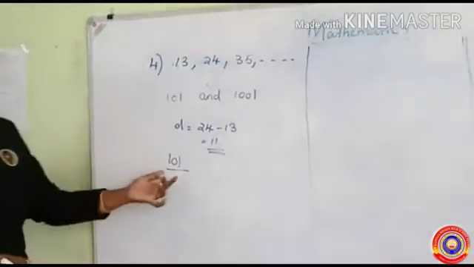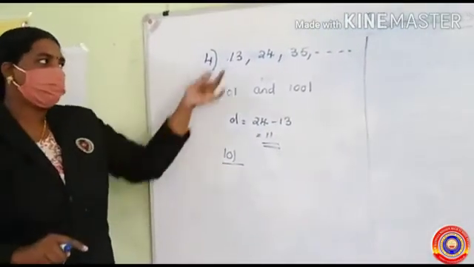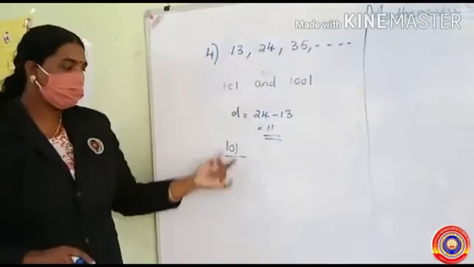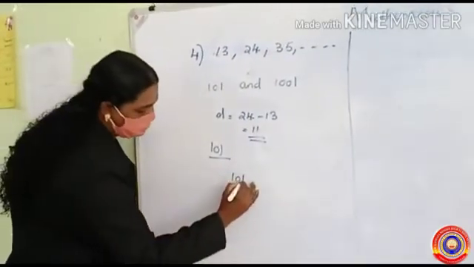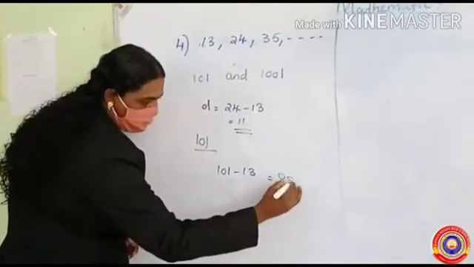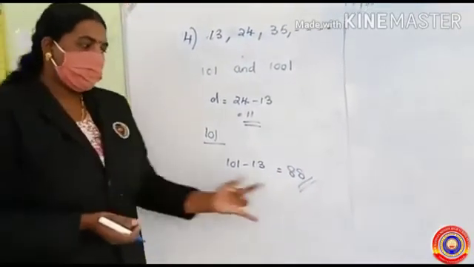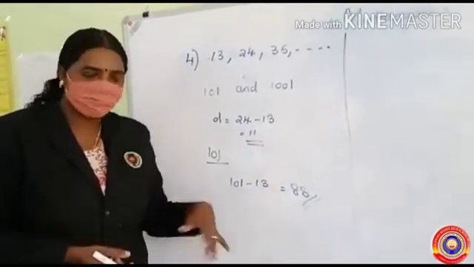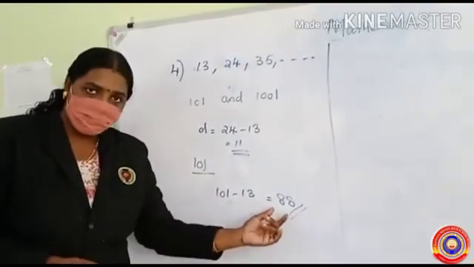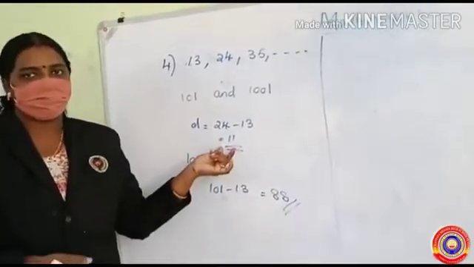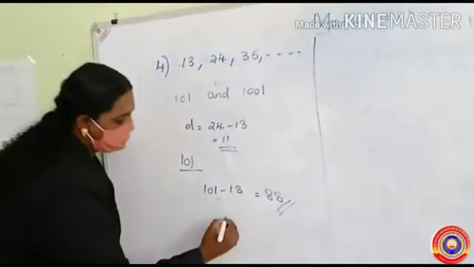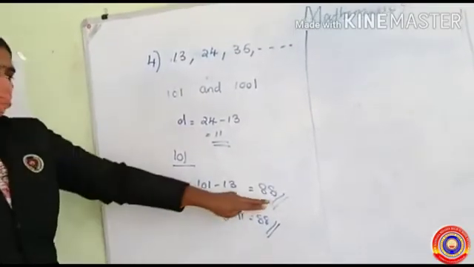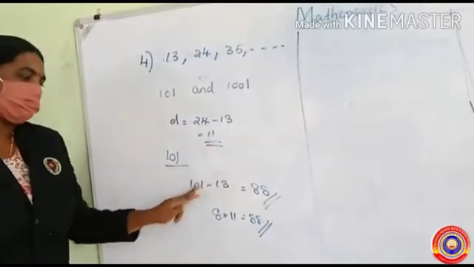First we have to check 101 is a term or not. First we have to subtract the first term 13 from 101. That means 101 minus 13 and it is equal to 88. Next we have to check whether 88 is a multiple of the common difference 11. It is very clear that 88 is a multiple of 11 because 8 into 11 equal to 88. From this we can say that 101 is a term of the given arithmetic sequence.